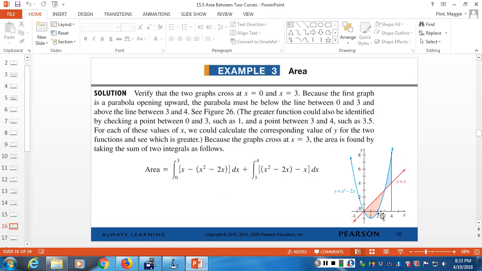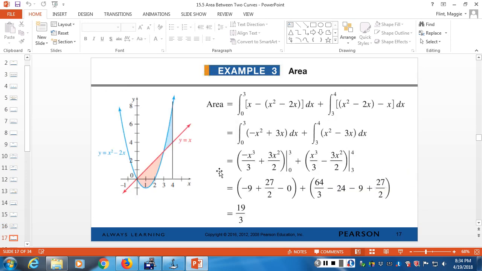So what you're going to have to do first is, for one thing, y equals x is the top function as long as you're going from 0 to 3. But x squared minus 2x is the top function when you go on past 2 to 4. So you need to break this one up, which is why they went from 0 to 3 with x minus x squared minus 2x, and then went from 3 on to 4, putting the other function first. So we have to do two separate integrals. Now there's the calculus part of it.